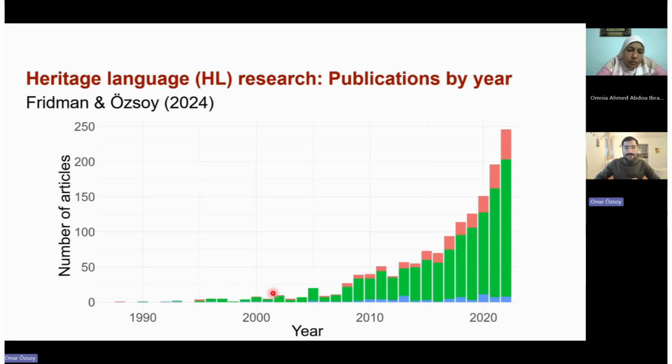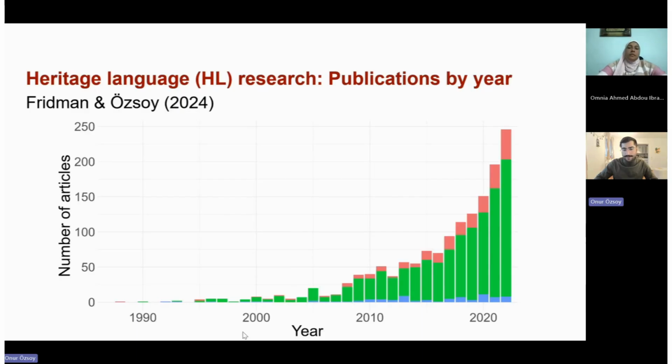So 20 years ago, there were very few studies. This is the number of studies on heritage languages. Ignore the colors for now, they have a different meaning. But the height of the bars just shows us how many articles there are published in the scientific literature. And we see that in recent years, there have been more than 100, or actually hundreds of studies published about heritage languages, whereas 20 years ago, this was a very new term.